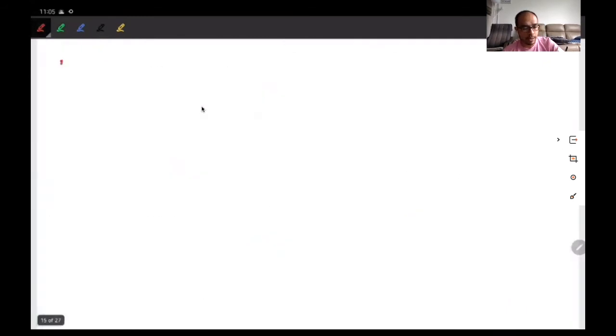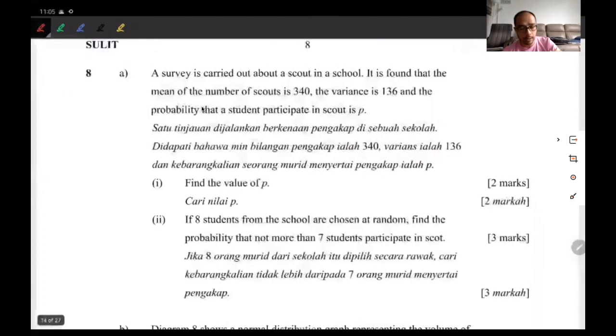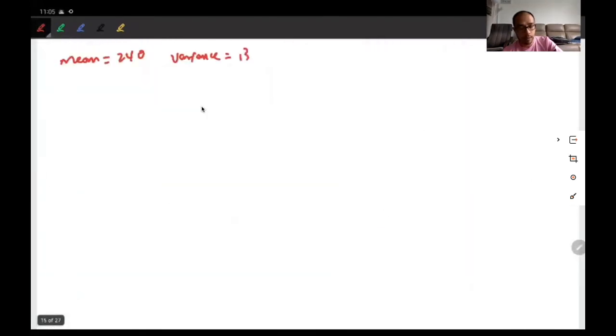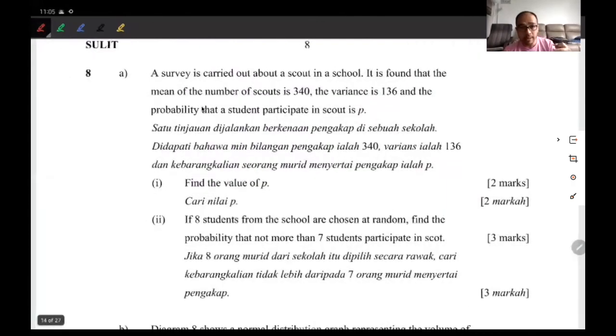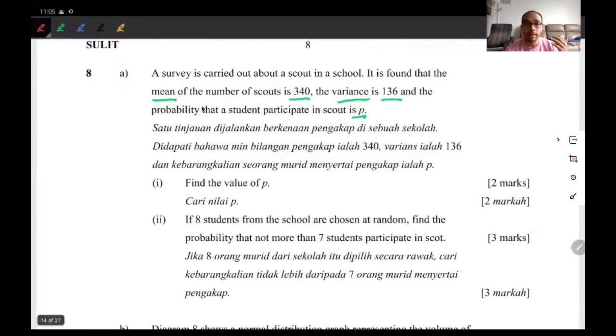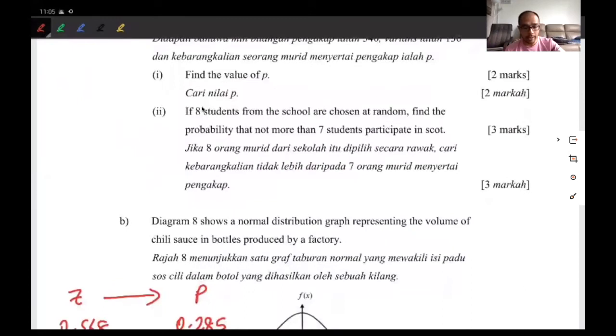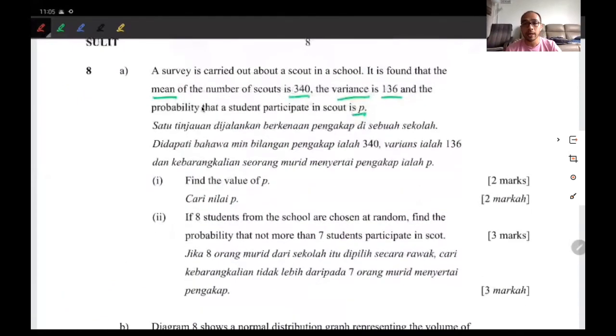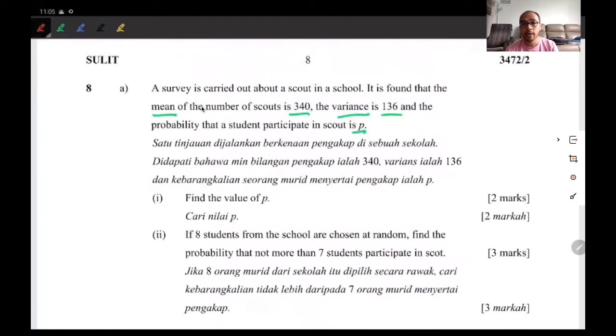Let's start with this first. The mean is 240, and the variance is 136. Now, we know that this is a binomial distribution, because they did not say the word normal. If it is a normal distribution, then they will mention it. You cannot assume that it is normal. But binomial, you must assume. If they don't mention anything and you know that it's probability distribution, it must be binomial.